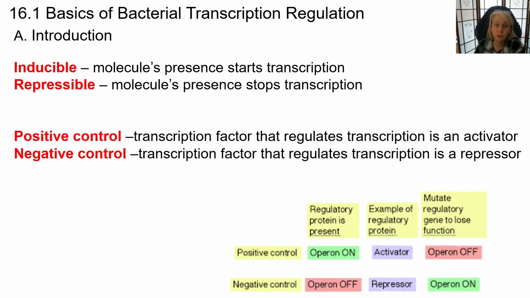Inducible means the molecule's presence starts the transcription. Repressible means the molecule's presence stops transcription. Positive control is a factor or some kind of molecule, not the same one, that activates. Negative control means that the presence of a molecule stops it from happening. So these two go together, and these two go together.